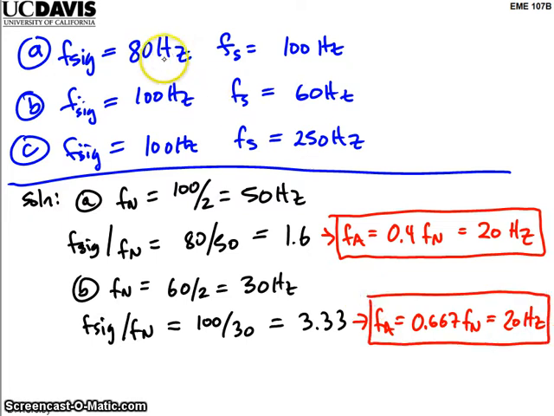So you see that in both cases A and B, depending on the sampling rate, both of these signals, one's at 80 hertz and the other one's at 100 hertz, they both get aliased down to 20 hertz, so they'll look identical when we record the data.